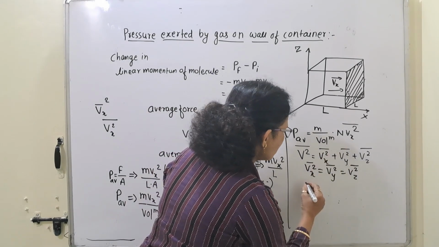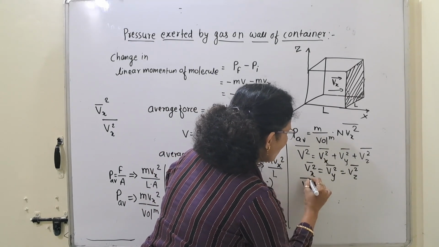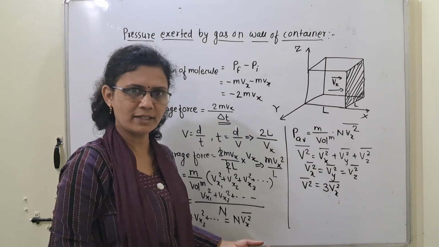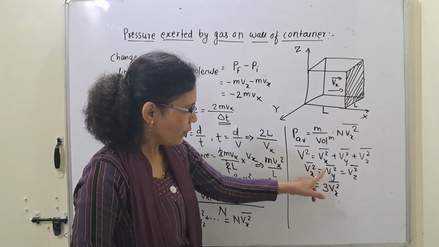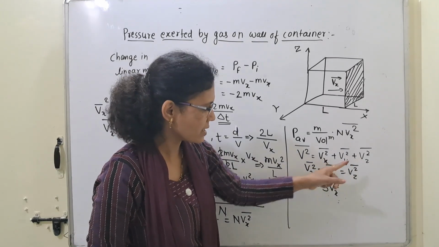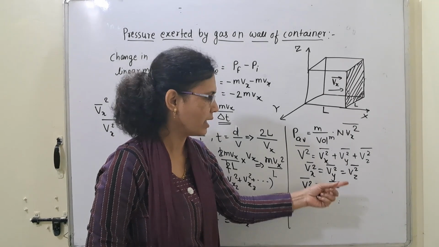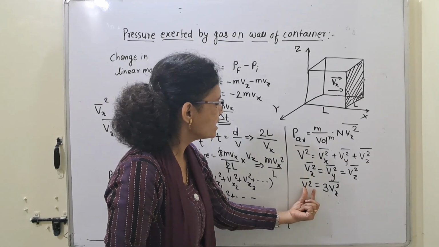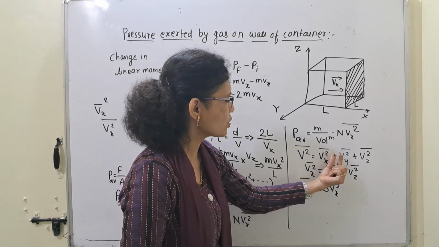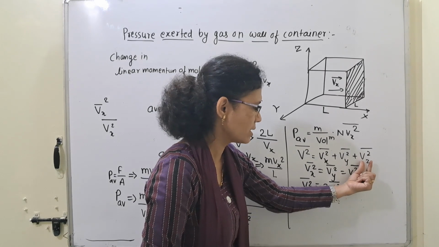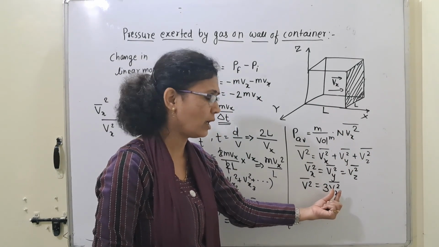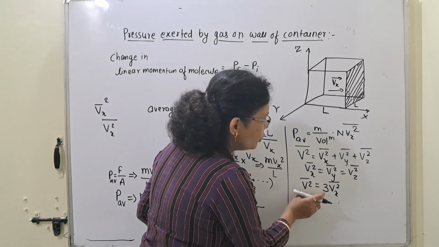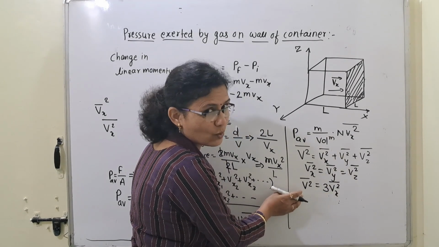So what will this equation become? See, V square bar is equal to 3 Vx square bar. In place of y and z, you are going to write Vx only. So V square bar will be Vx square plus Vy square plus Vz square bar, which is 3 Vx square bar. Why have I taken it like this? See, we have to put the value of this Vx in terms of V square only.